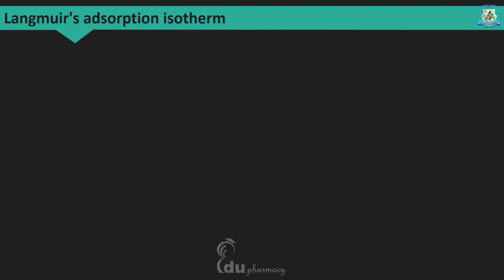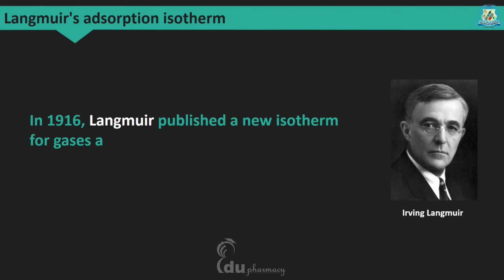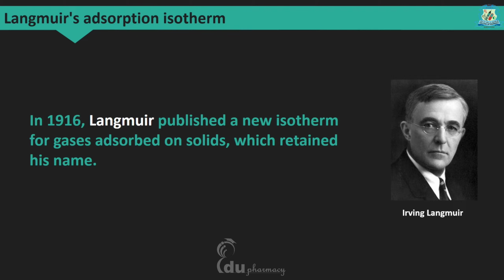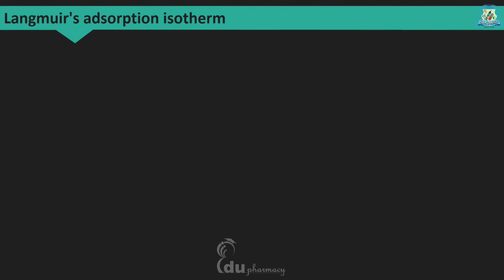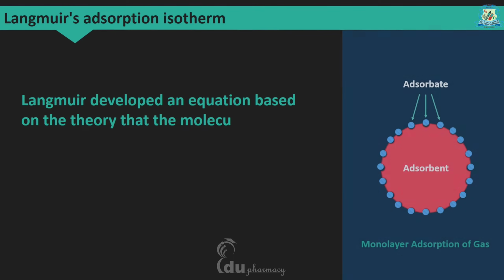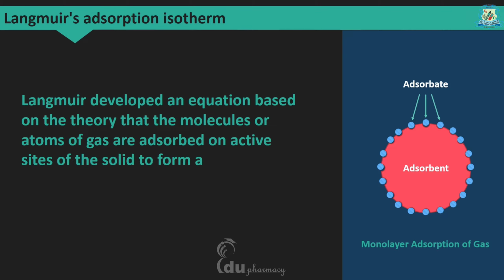Let's look at the Langmuir adsorption isotherm. In 1916, Langmuir published a new isotherm for gases adsorbed on solid which retains his name. It is an empirical isotherm derived from the assumptions of Langmuir's extensive studies. Langmuir developed an equation based on the theory that the molecules or atoms of gas are adsorbed on active sites of solid to form a layer one molecule thick, that is nothing but monolayer formation.